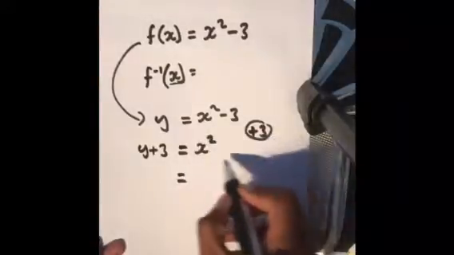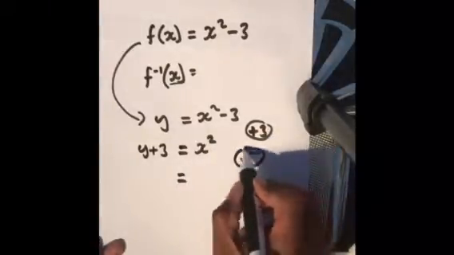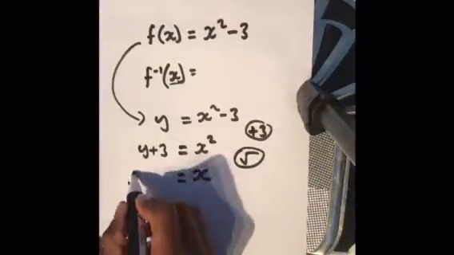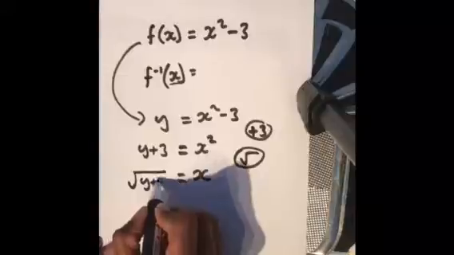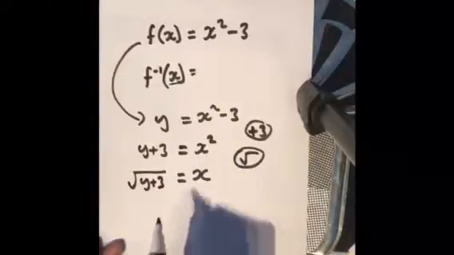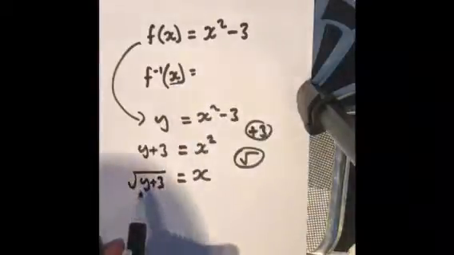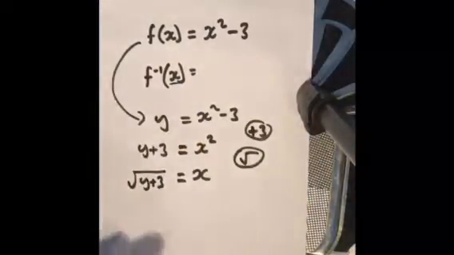Alright, to get x on its own here, I need to do a square root job. So that leaves me with x here, and this will leave me with the square root of y plus 3. So the answer to my problem, remember that x there is actually this y here. Let me underline it.